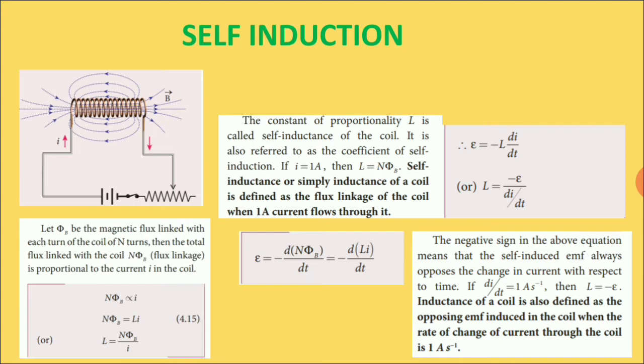The negative sign in the above equation means that the self-induced EMF always opposes the change in current with respect to time. If dI by dt is equal to 1 ampere per second, then L is equal to minus psi. Inductance of a coil is also defined as the opposing EMF induced in a coil when the rate of change of current through the coil is 1 ampere per second.